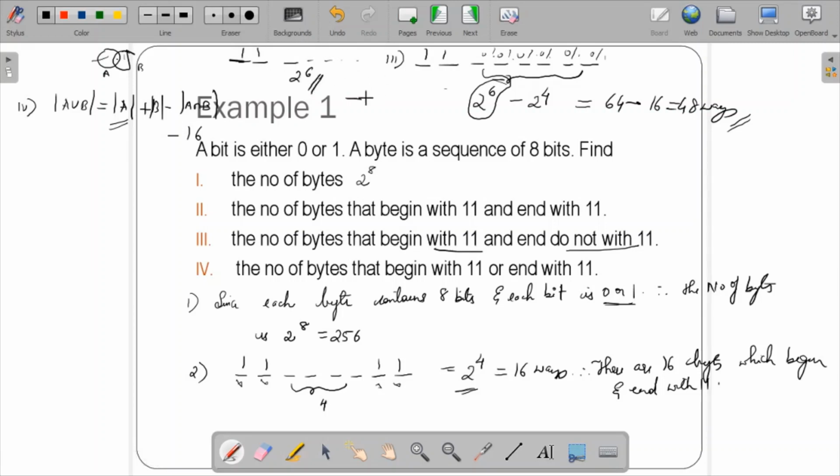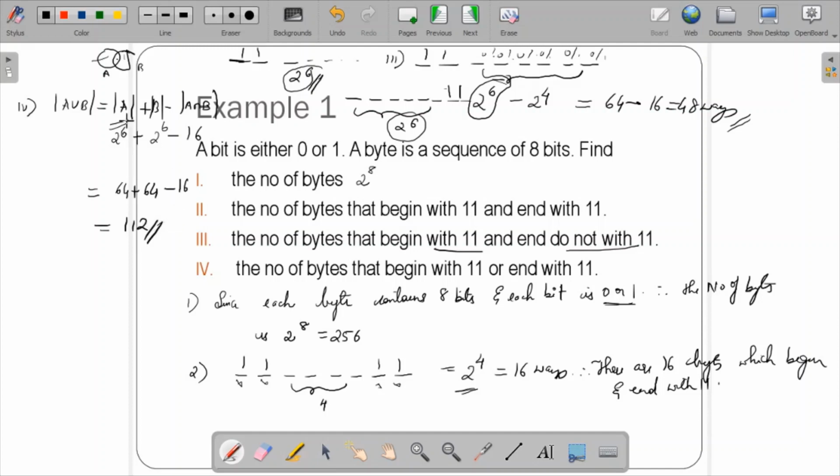If it ends with 1 1, counting 1, 2, 3, 4, 5, 6 and then 1 1, these are also 2 to the power 6 ways to arrange. So A, beginning with 1 1, has 2 to the power 6 arrangements, plus B, ending with 1 1, again 2 to the power 6. So the value is 2 to the power 6 plus 2 to the power 6 minus 16. 2 to the power 6 is 64, so 64 plus 64 minus 16, and totally we get 112. So this is nothing but the concept of A union B.